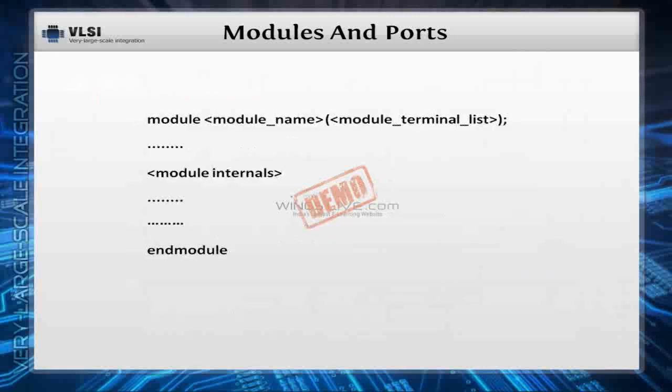This is how it looks. It starts with the keyword module, followed by the module name, which is then followed by the terminal list that is enclosed in small brackets. In the next few lines, we'll have the module internals, and it finally ends with endmodule.